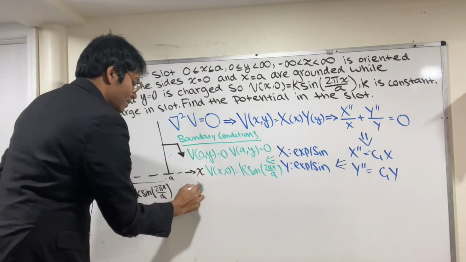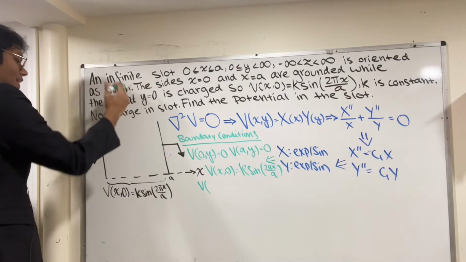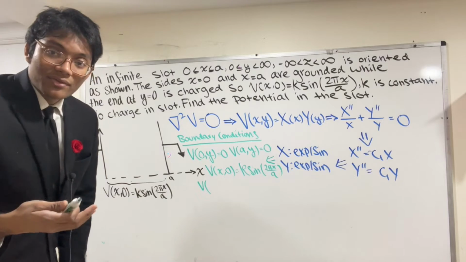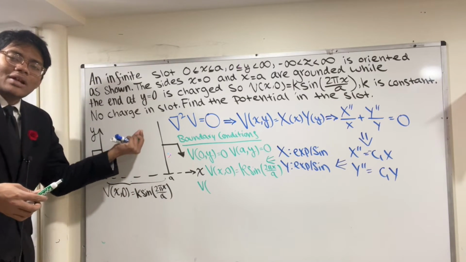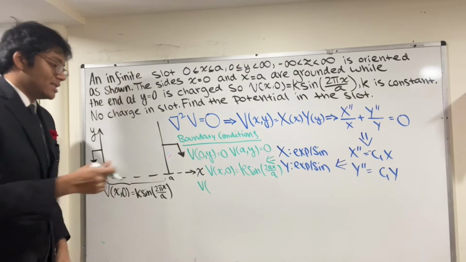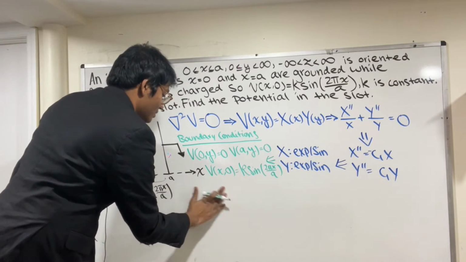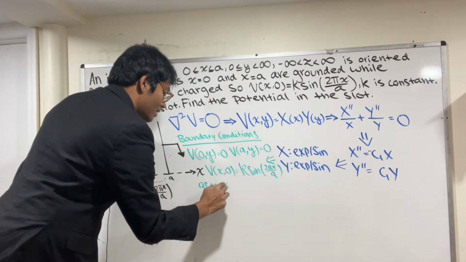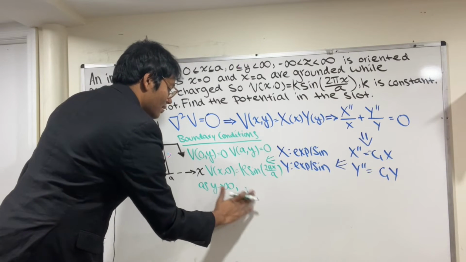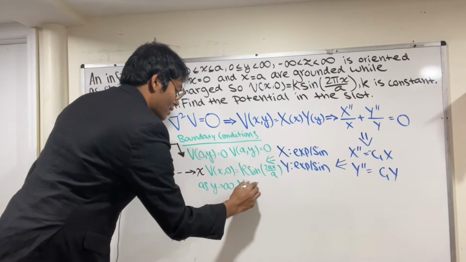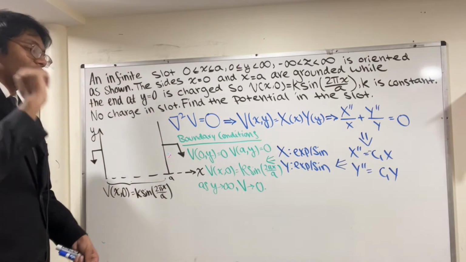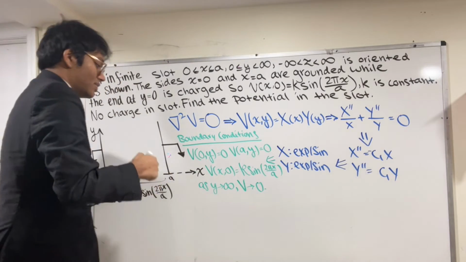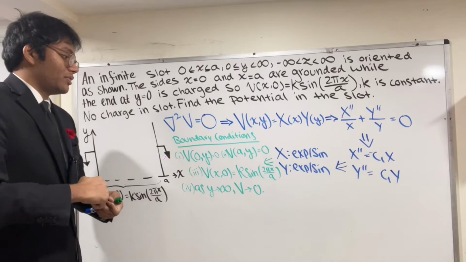And finally, the potential all the way up. As you go up, there's no more charge in this plate, right? So the potential is going to go down all the way to 0. As y approaches infinity, the electric potential approaches 0. So these are our 4 boundary conditions, okay? I'm going to label these 4 boundary conditions.